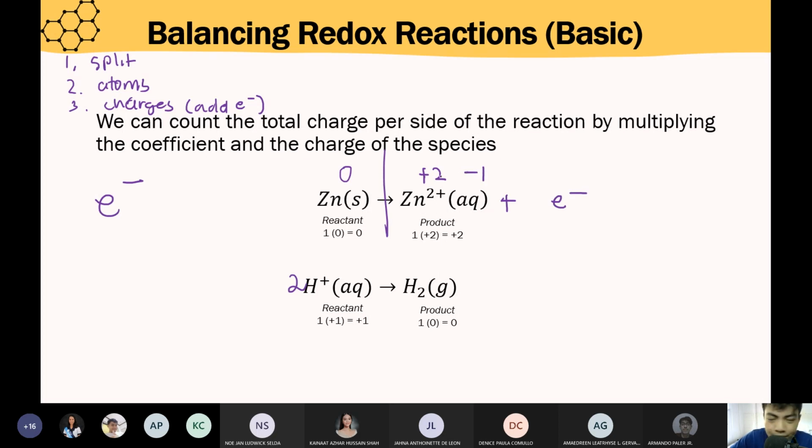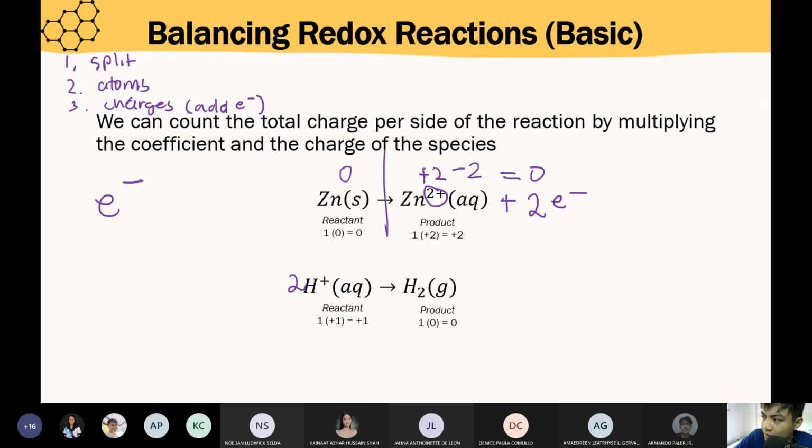Purpose, para bumaba ito. Okay? Question, how many electrons? Just enough number of electrons so that they will be equal in terms of the charge. So, ilang electron ilalagay mo para yung positive 2 maging 0? Obviously, dalawa. Kasi, 2 electrons na yan, itong coefficient na yan, multiply yan sa charge eh. 2 times negative 1 is negative 2. So, yung positive 2 ng zinc, tas yung negative 2 from the electrons, this will be equal to 0.